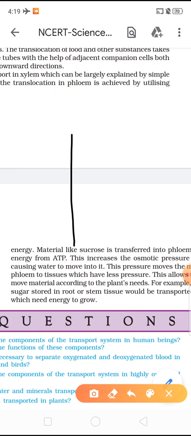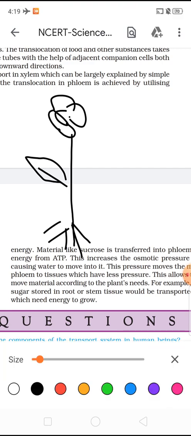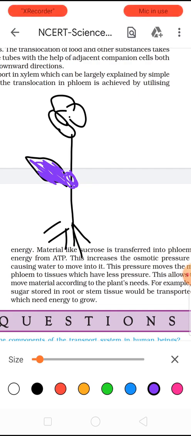suppose this is a tree. Okay, this is the flower, and this is the leaf and this is the root. I'll explain you with a small diagram. Now the food is stored, suppose I'll say, the excess of food is stored in the leaves.